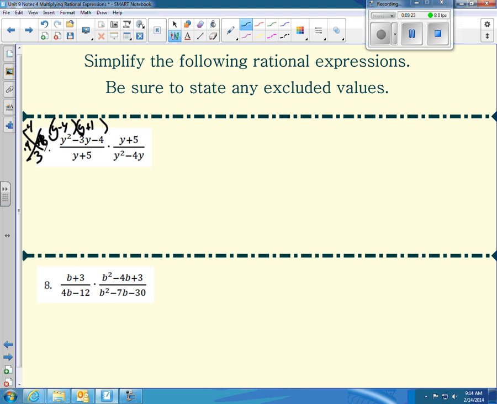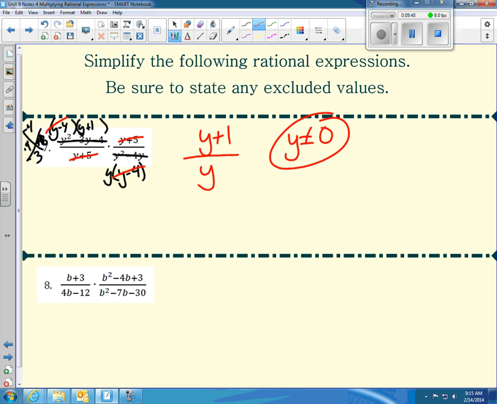And on the bottom here, we have just 2 terms. So let's look for a GCF. We can take out y, and so we get y minus 4. So I'm going to cross those out so we don't get confused by those. All right, so simplifying, our y plus 5s, our y minus 4. So on the top, y plus 1 over y. So excluded values, set the denominator equal to 0. Sweet, this one's easy. Just say y cannot be 0, and we don't have anything to multiply through.